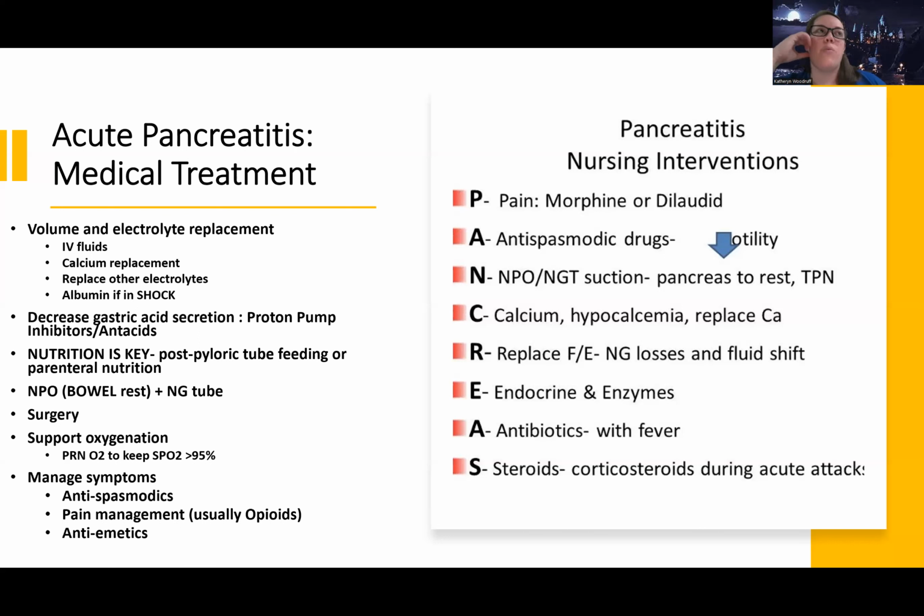Pain management: we talked about before, they're going to be in a lot of pain, and pain is a huge priority for these patients. What we usually give them is IV opioids because their pain is that high, and also we don't want to do anything to stimulate their bowels that way. And then antiemetics as well, like ondansetron, Zofran, or Phenergan.